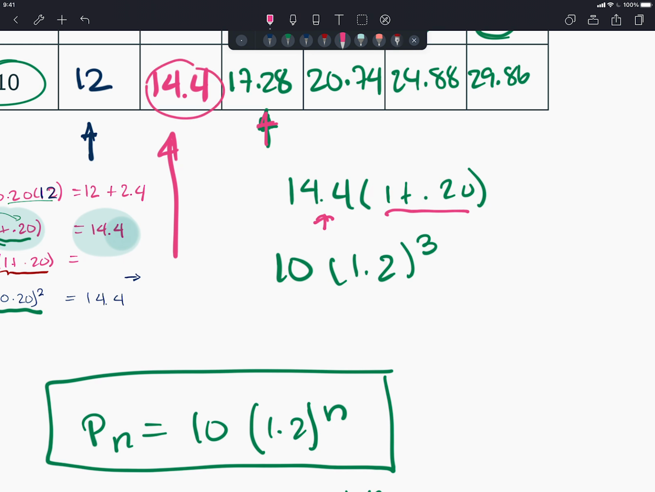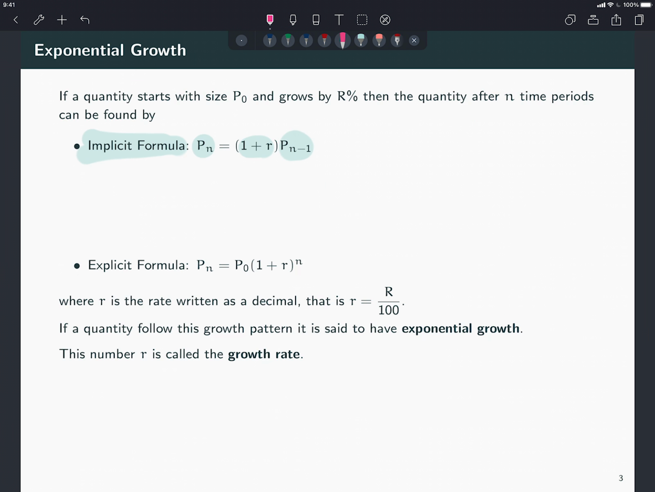So this is the first thing I can do, but that doesn't give me a formula to find any value of n unless I find all the previous ones. So the explicit formula is what I'm going to use mostly, and it's P(n) equals P0 times (1 plus r) to the n. The symbol P0 is going to be the initial value, right? When n is 0, remember that anything to the power of 0 gives you 1. So this quantity raised to the power of 0 gives you this 1. That's the initial value.